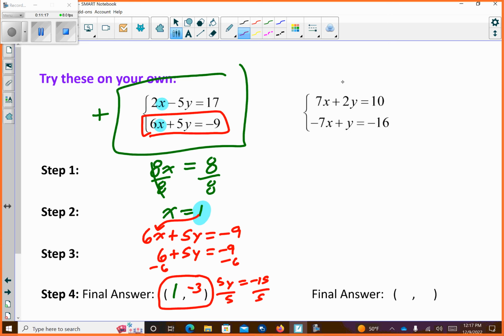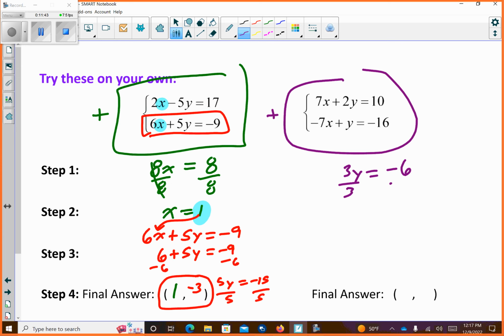All right, friends. Add them together. What goes away? The x's are gone. So 2y plus 1y is 3y. 10 added to negative 16 is negative 6. Divide by 3. You have $10 in your pocket. Something costs $16. You still owe $6. All right, there's my first answer.